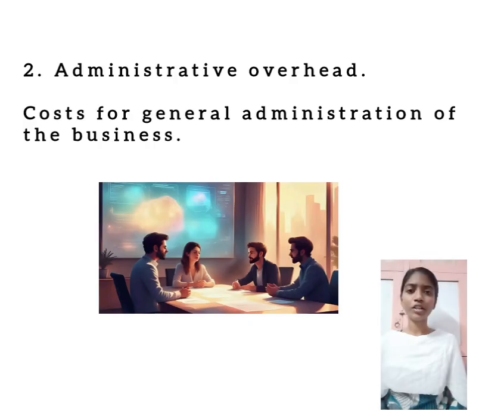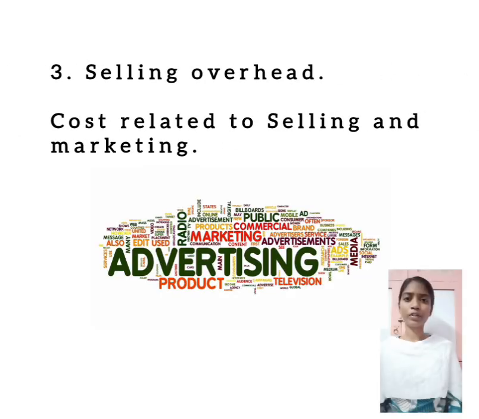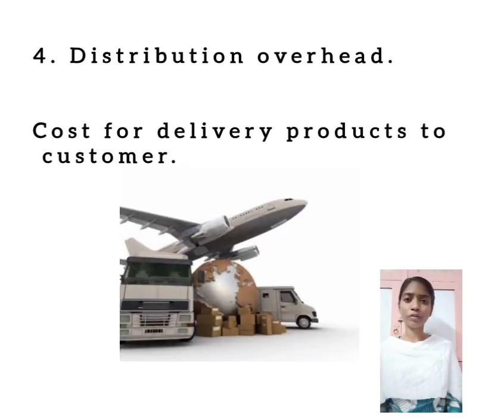Administrative overhead refers to the cost of general administration of the business, for example office salary, legal fees and stationery. Selling overhead refers to the cost of selling and marketing, for example advertisement and sales commission. Distribution overhead refers to the cost of delivering products to customers, for example packing, shipping and delivery van cost.